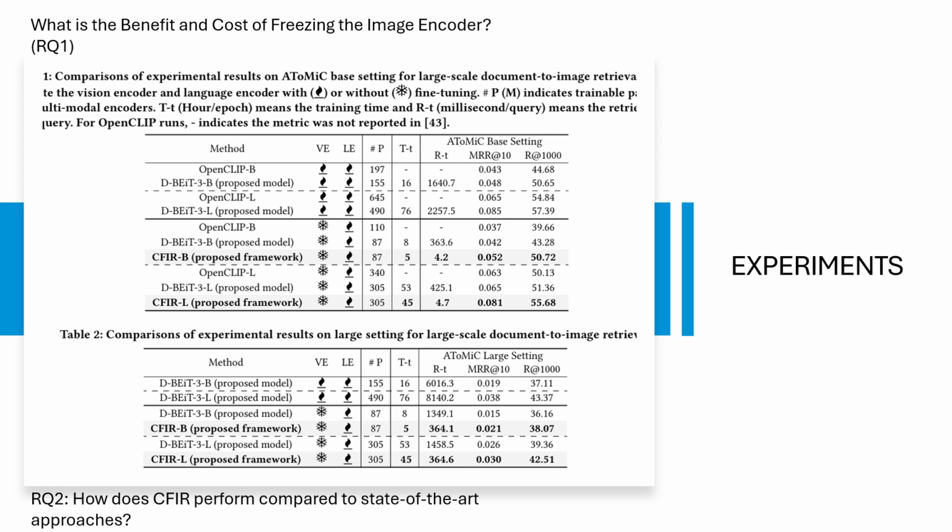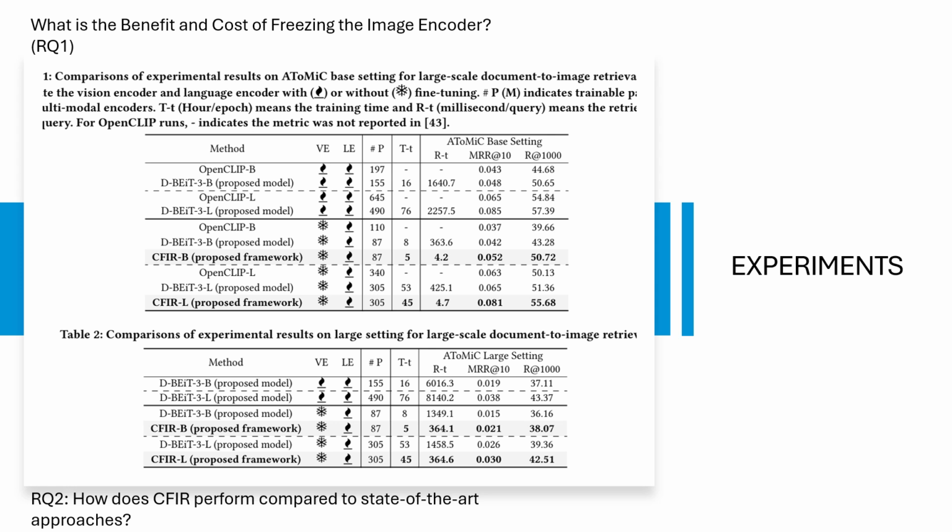This section investigates the improved performance facilitated by CFIR under the atomic base setting by comparing it with OpenCLIP and the BEiT-3 model, mainly in the text-only fine-tuning setting, because it is a fair comparison to CFIR.